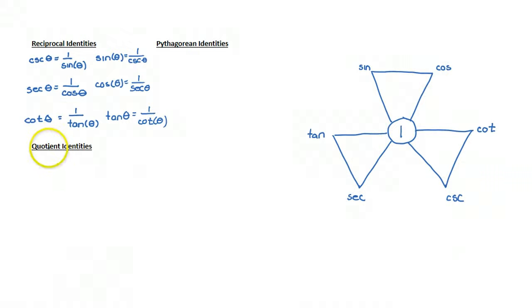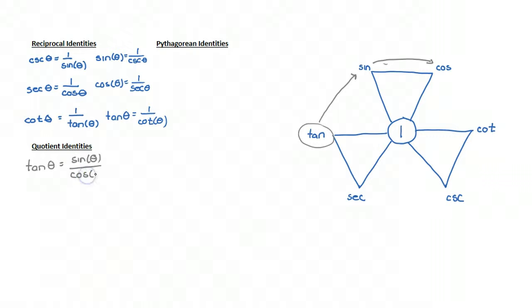Next is the quotient identities. Now this is one I didn't actually initially learn. The student pointed out to me. So this doesn't work everywhere, but if you start on say this branch here, and this only works if we move in a clockwise direction, we can say tan theta is sine theta over cos theta. So the first quotient identity is tan theta is equal to sine theta over cos theta.